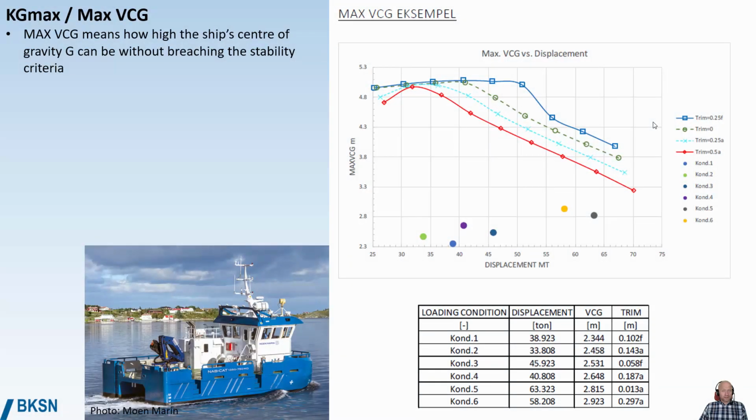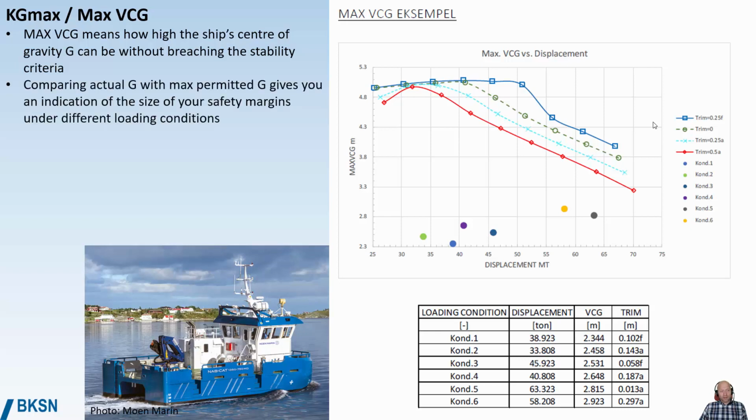Moving on to the max VCG. The max VCG means how high up the vessel's center of gravity is allowed to be without being in breach of the stability criteria. And we have this graph here that displays the maximum allowed VCG and compares it to the actual VCG for the 6 calculated conditions, thus giving us an idea of the safety margin for the different conditions.